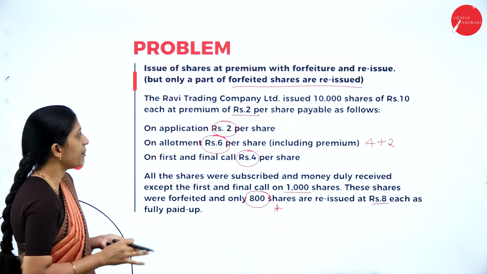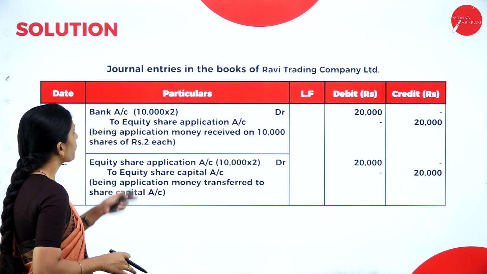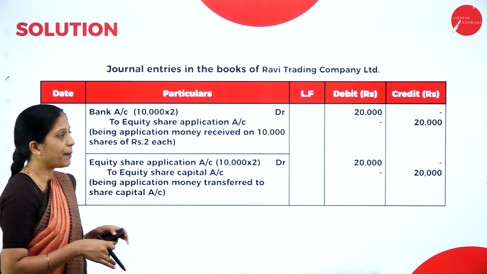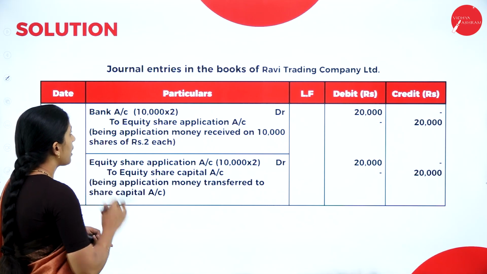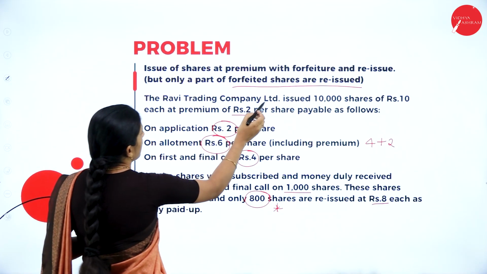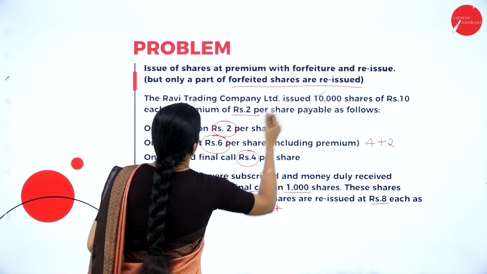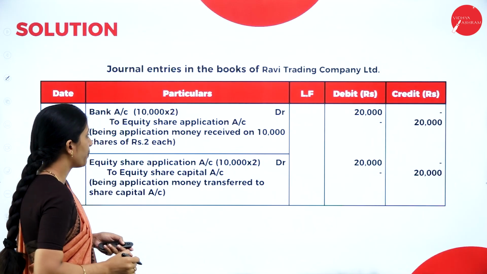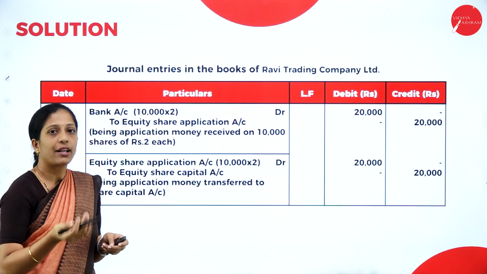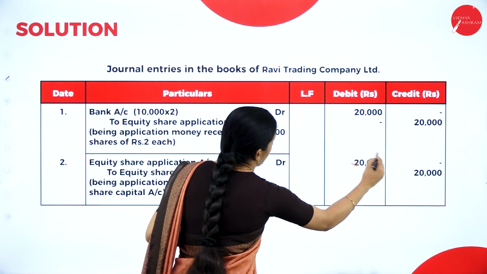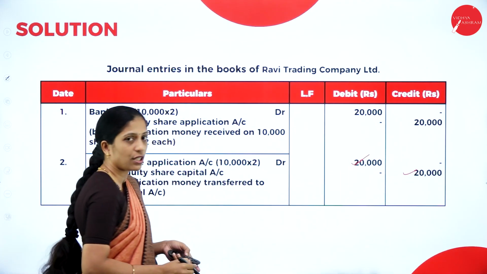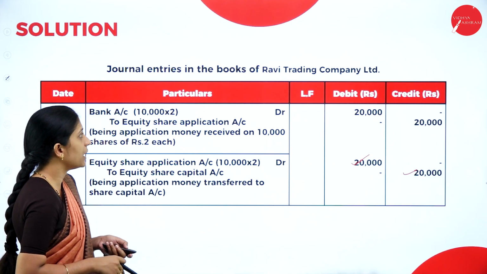Other entries are same. So let us see the entries once. First entry is same, receiving of application money, bank account debit to equity share application account. Your amount also remains same, that is 10,000 number of shares into application money 2 rupees. Next transfer entry, equity share application account debit to equity share capital account with the same amount, that is 10,000 into 2, it will be 20,000.